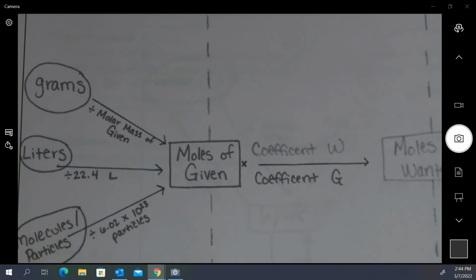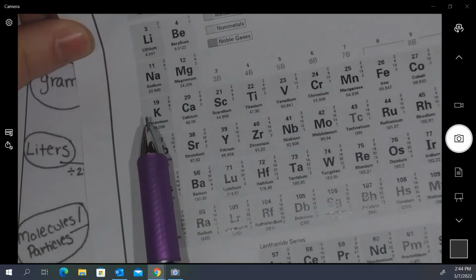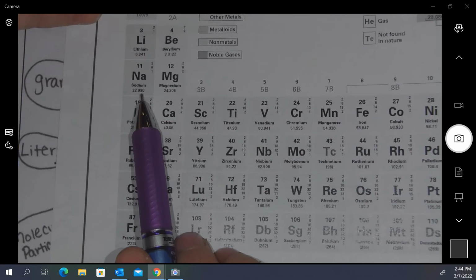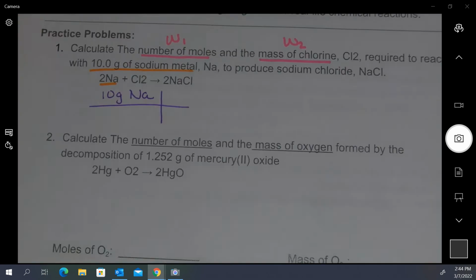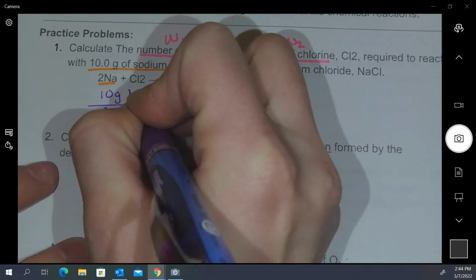Divide by the molar mass. So we have to figure out what the molar mass of sodium is. If you look at your periodic table, sodium is over here. Sodium is 22.99. So we're going to take 10 and we're going to divide it by 22.99 grams per mole.